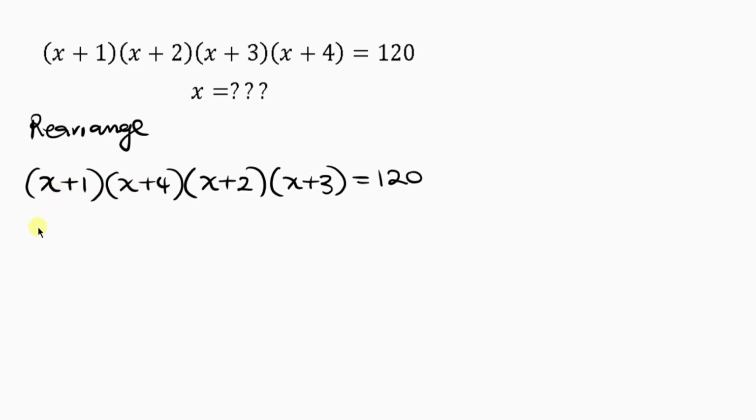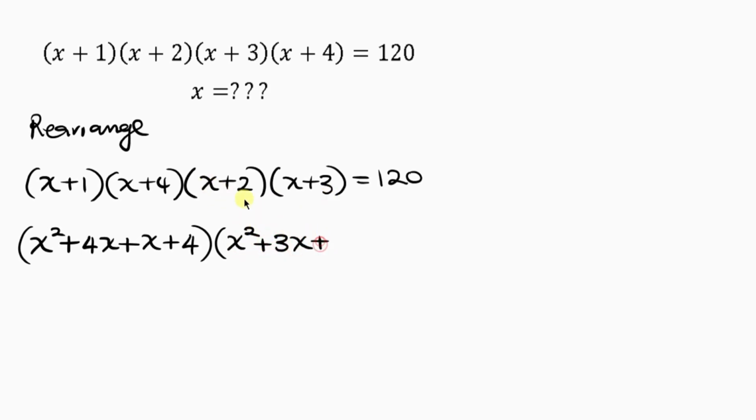On expanding, I'm going to have x times x, that's x squared, plus x times 4, that's 4x, plus 1 times x, that's x, plus 1 times 4, I'm going to have 4. So this is what I have from expanding these first two terms. Now expanding the other two terms, I'm going to have x times x, that's x squared, plus x times 3, that's 3x, plus 2 times x, that's 2x, and then plus 2 times 3, that's 6, equal to 120.